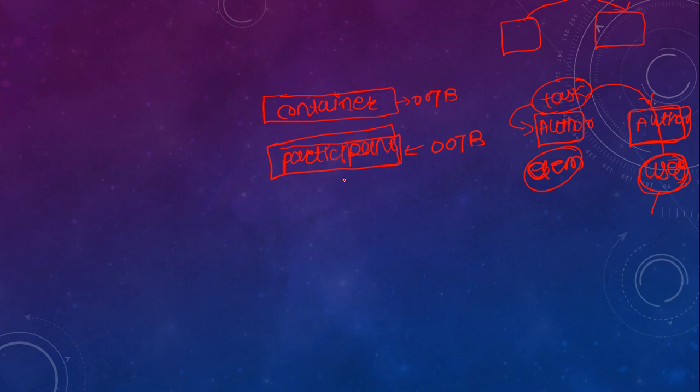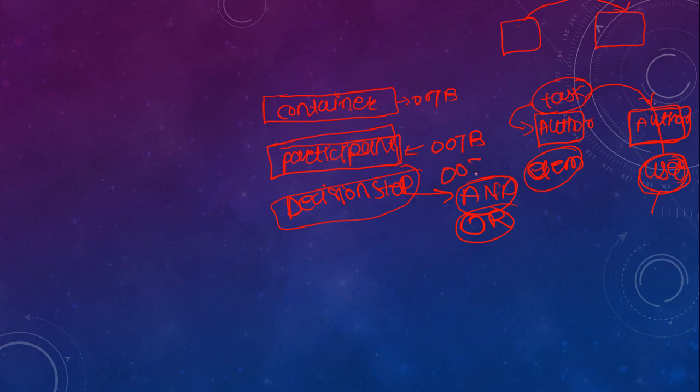After that, we have a decision step as well. Inside the decision step, you will see AND split and OR split. This is also out of the box, which means Adobe has created it. So if you have some logic based on AND and OR, you can use this decision step.